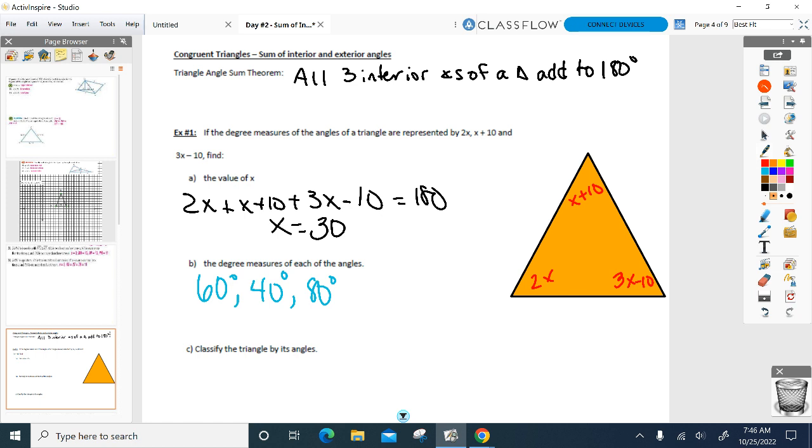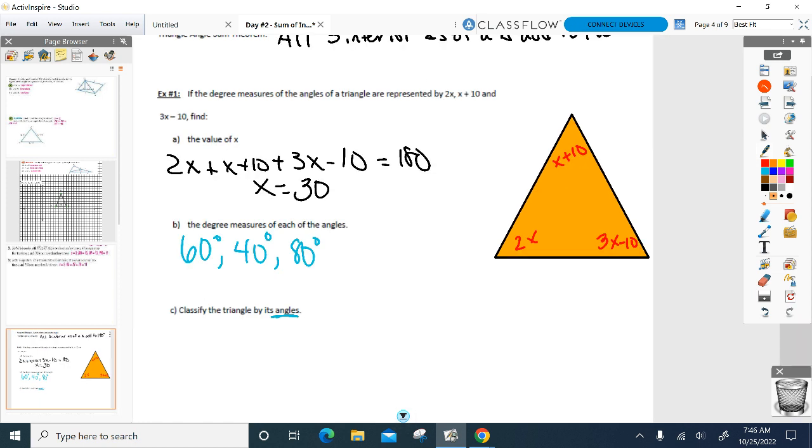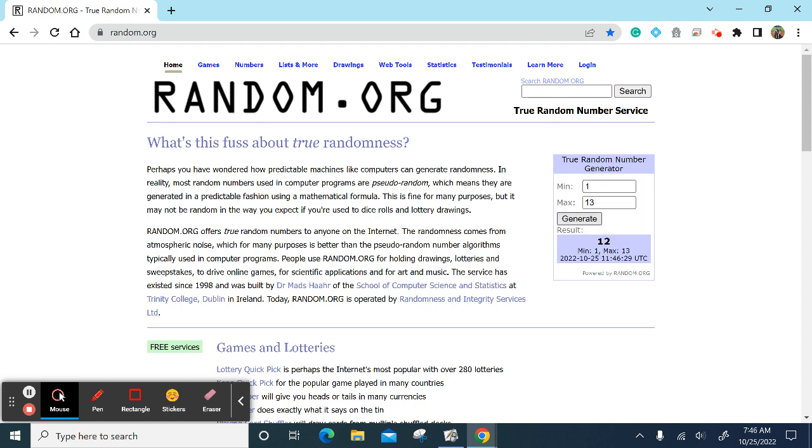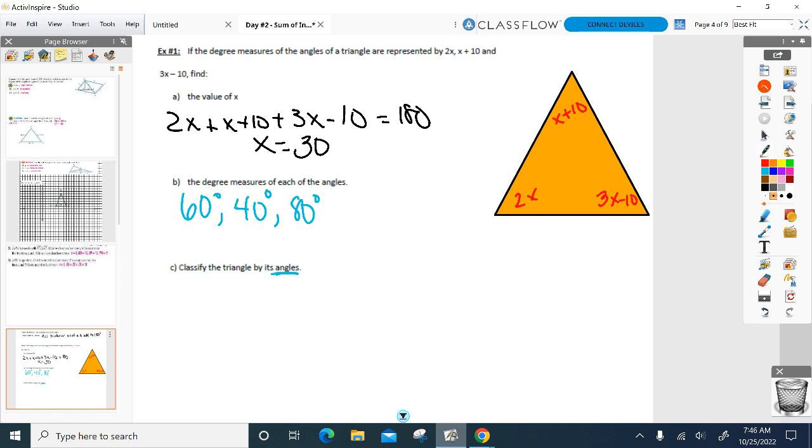What type of triangle is this based on its angles? So don't tell me scalene, isosceles, or equilateral because that's based on its sides. Look at all three angles, 60, 40, and 80. This would be a what type of triangle from our discussion yesterday? Again, don't tell me isosceles, equilateral, that's based on its sides. 60, 40, 80. Acute, thank you. Why? Because all angles are less than 90. Oh, good job.